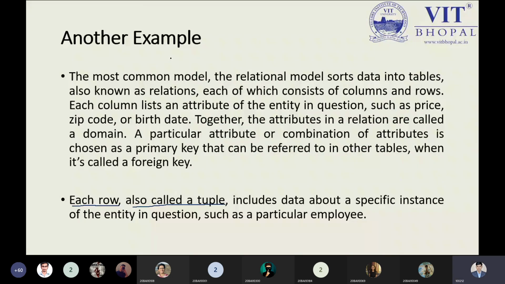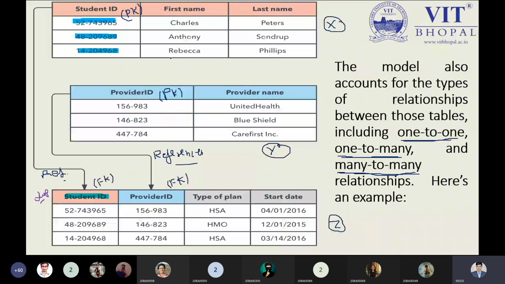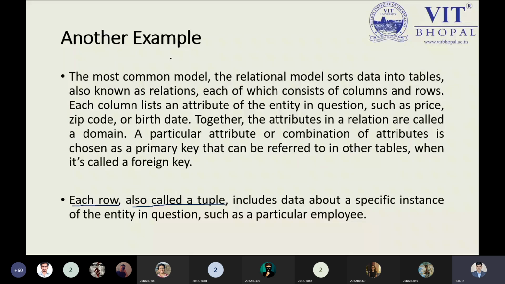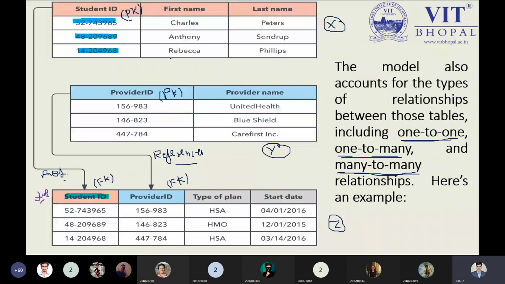Let us take another example. What is this example? This is our example. The most common model is the relational model. So we have discussed many things properly. Without wasting much time or reading unnecessary theory, I would like to go through this example only. Is it visible to all right now? Yes, sir. So this is the example where we have 3 different relations.